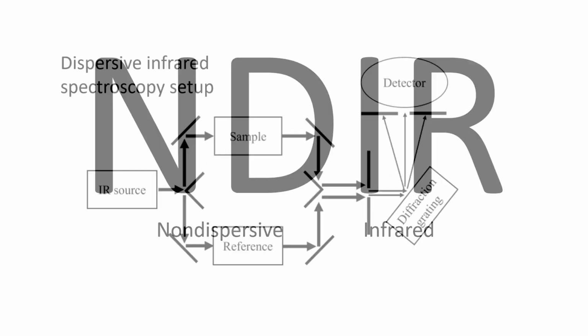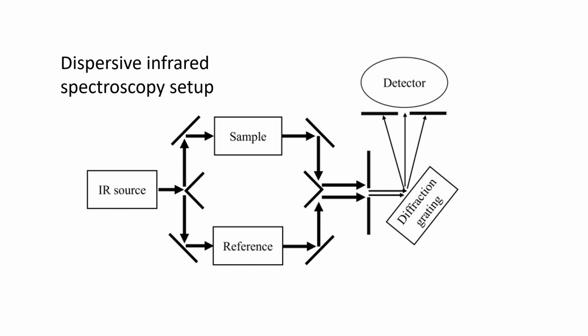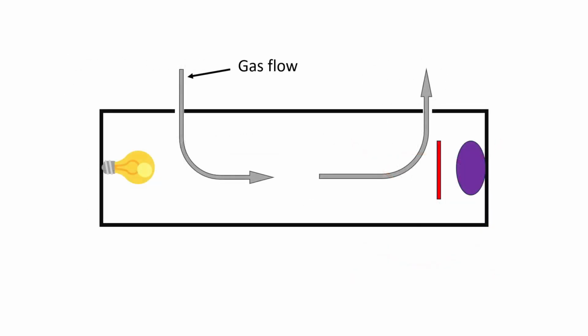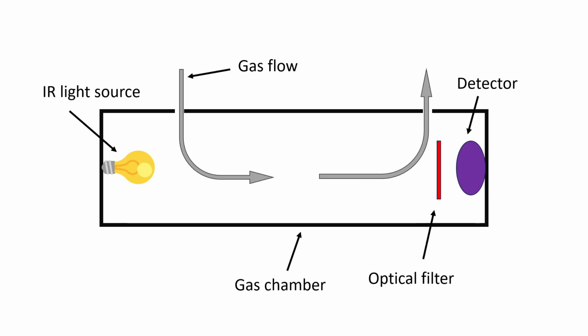One method of CO2 gas sensing is the nondispersive infrared spectroscopy, or NDIR. Unlike the traditional dispersive infrared spectroscopy, NDIR does not use dispersive elements such as diffraction gratings or monochromators. Instead, it is made up of an IR light source, a gas chamber, and a detector with an optical filter coinciding with the absorption wavelength of the target gas.